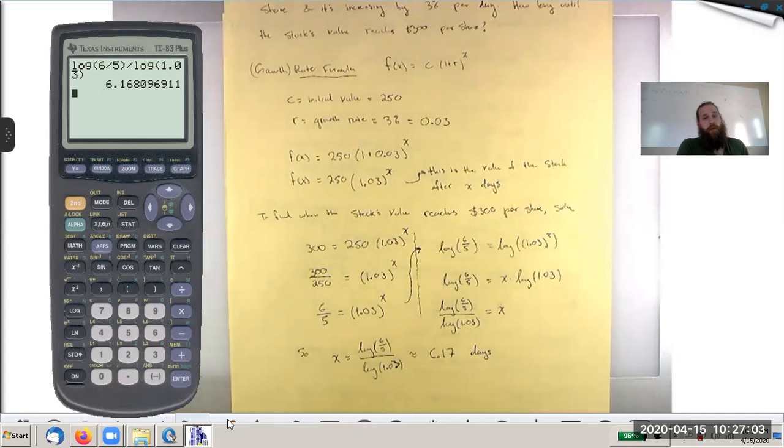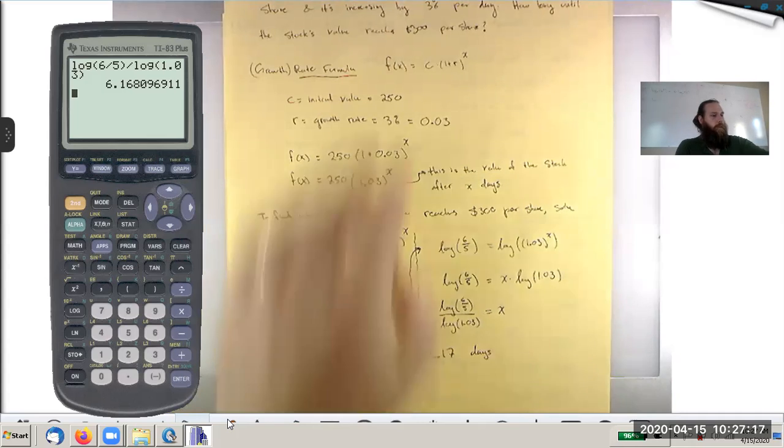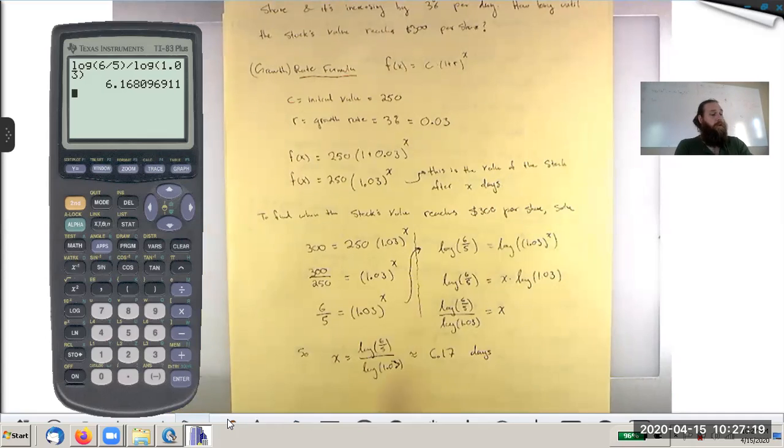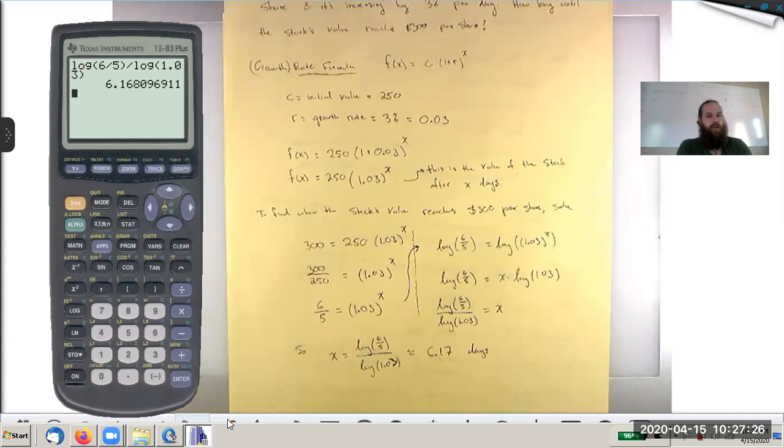Stocks don't actually behave like this, right? At least not normally. I'm not aware of any stocks that just grow exponentially. But sometimes they behave like this for a short period of time and then they change. So if you were following what was going on in the market and you were watching this stock, now would be a good time to buy, because you know it's going to go up. In fact, you know it's going to go up from 250 a share to 300 a share in 6 days. So the interpretation is just as important as the algebra.